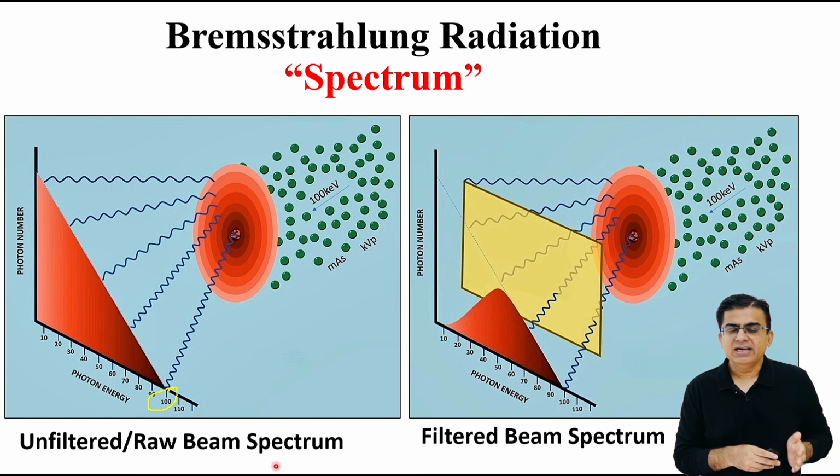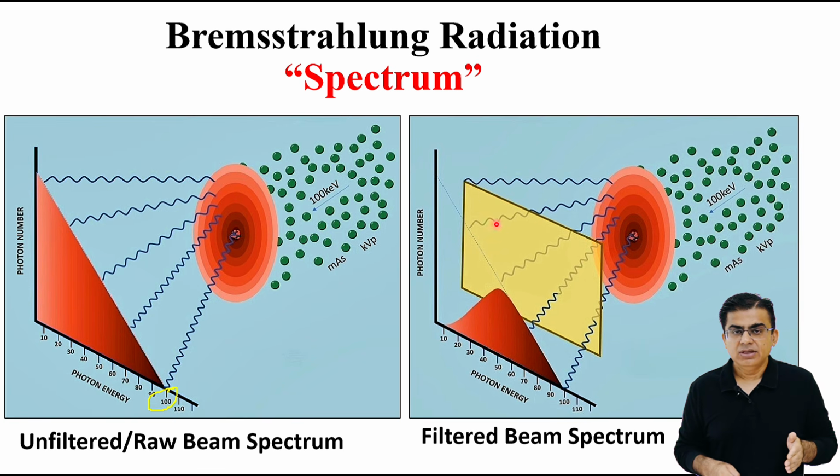Now look at the second graph on the right side of your screen. This is what happens when we place a metal filter into this raw beam. You can see the yellow filter placed directly in the path of the X-rays. If we use the raw beam directly on a patient, their skin will simply absorb all those low energy photons. These weak photons cannot go deep into the body to treat the tumor. They may damage the patient's skin.